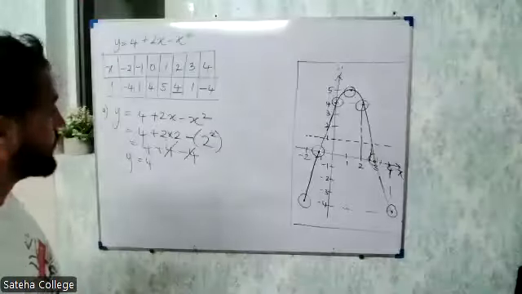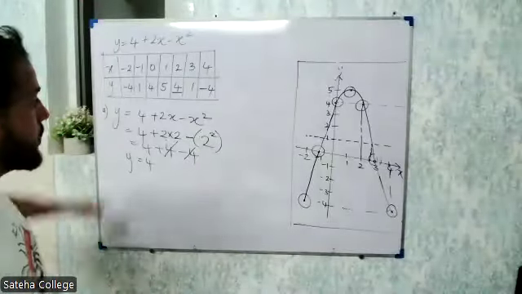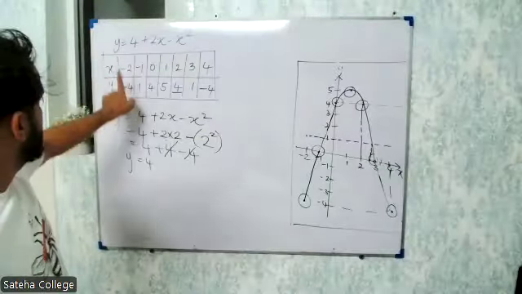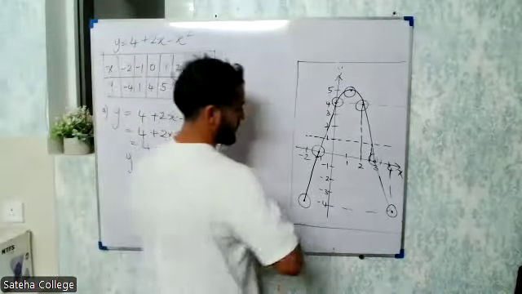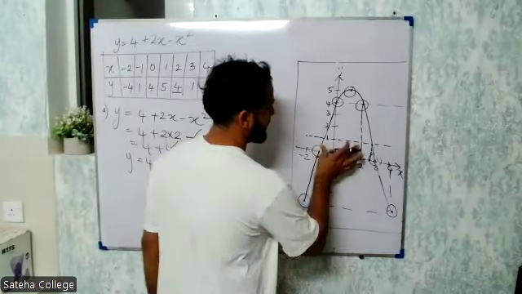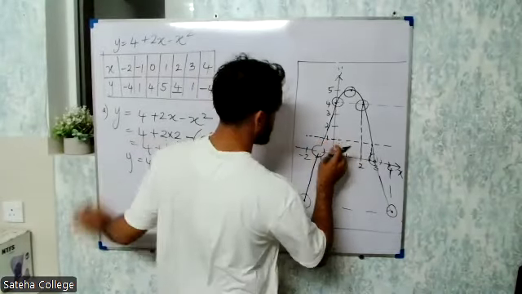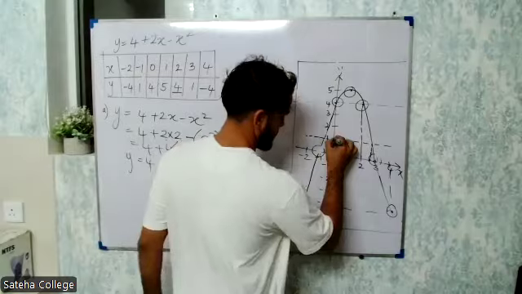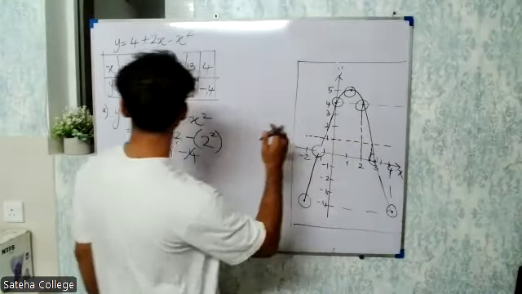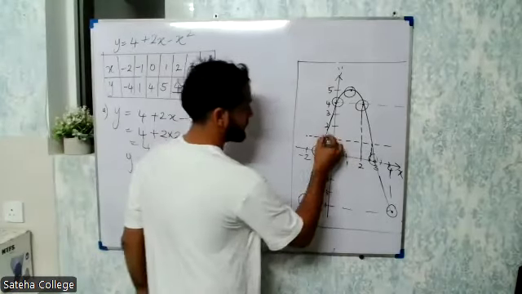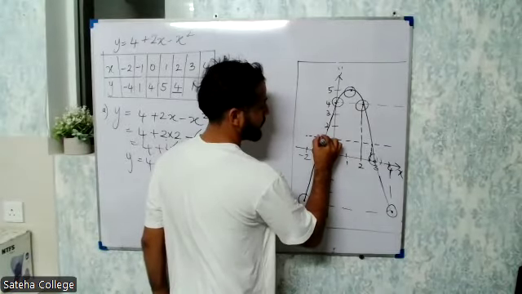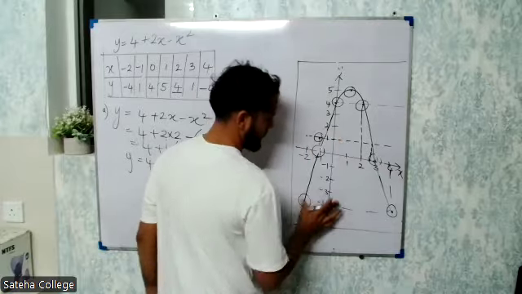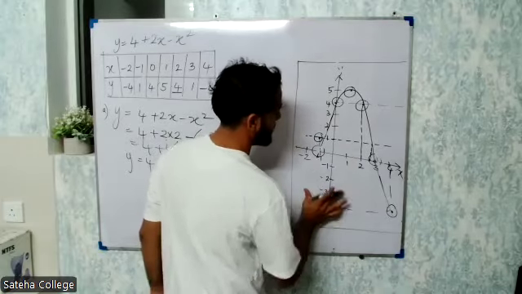I'm sorry, I've marked the number wrong. My bad, I saw the 0. The point should be here. -1, 1 for here. Right, let me redraw it quickly. I'm sorry.